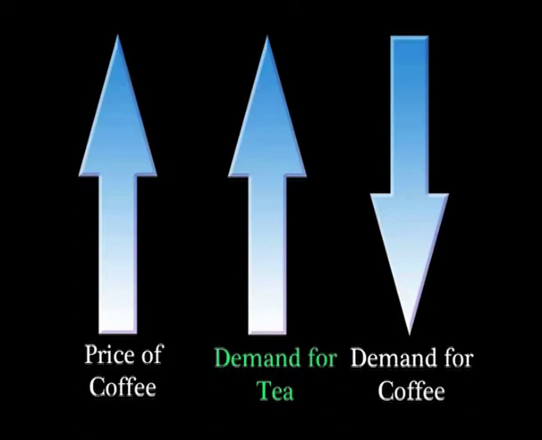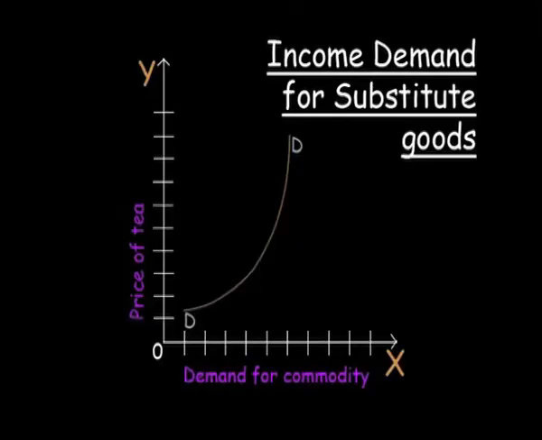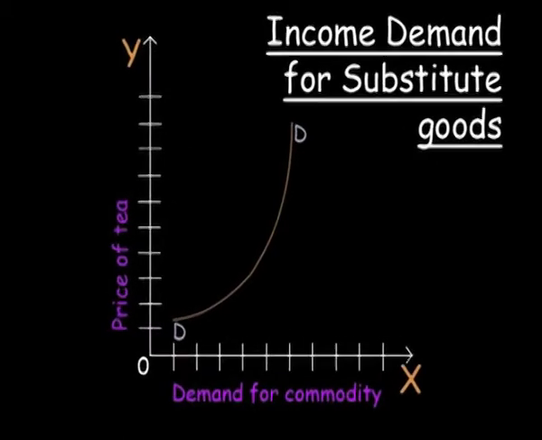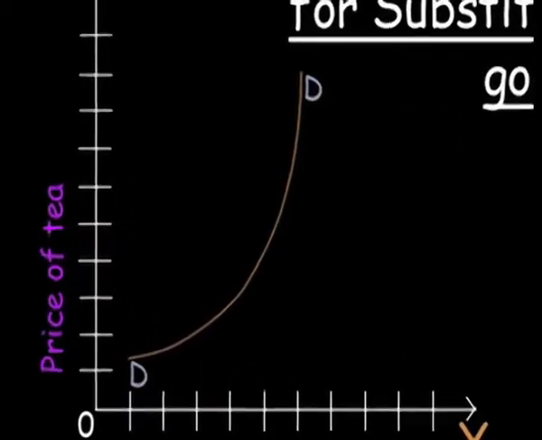Let's talk about the demand for substitute or competitive commodities. With the rise in price of one commodity, the demand for that commodity decreases and the demand for the other commodity increases. For example, tea is a substitute for coffee. Consider this example. When the price of coffee increases, the demand for tea increases and the demand for coffee decreases. In the same way, when the price of tea increases, its demand decreases and the demand for coffee increases. The demand curve, as you can see in this graph, for substitute goods is upward sloping.